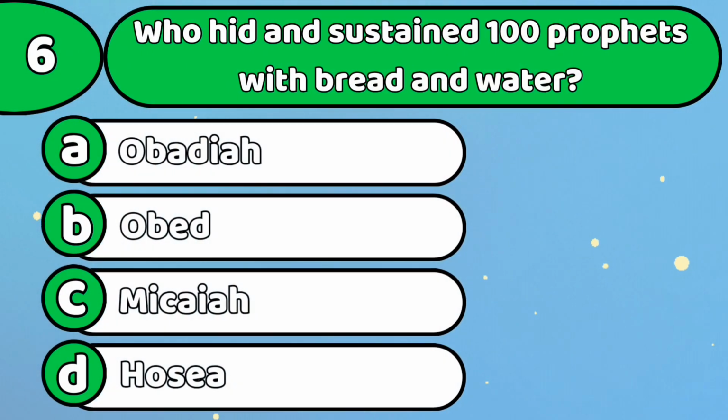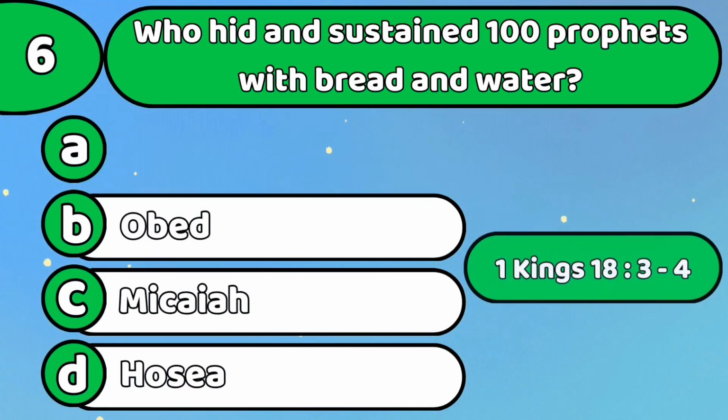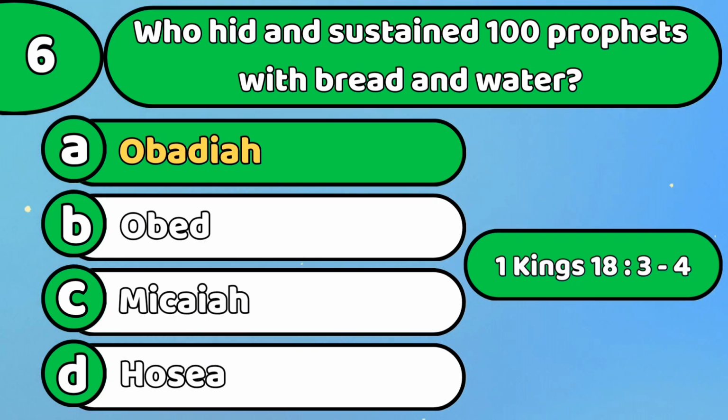Question 6. Who hid and sustained 100 prophets with bread and water? A. Obadiah, B. Obed, C. Micaiah, or D. Hosea? Time to think. Reference: 1 Kings chapter 18, verses 3 and 4.